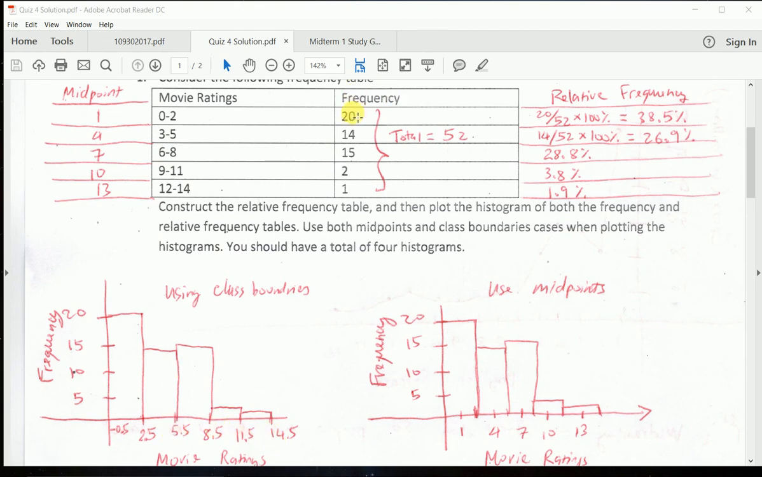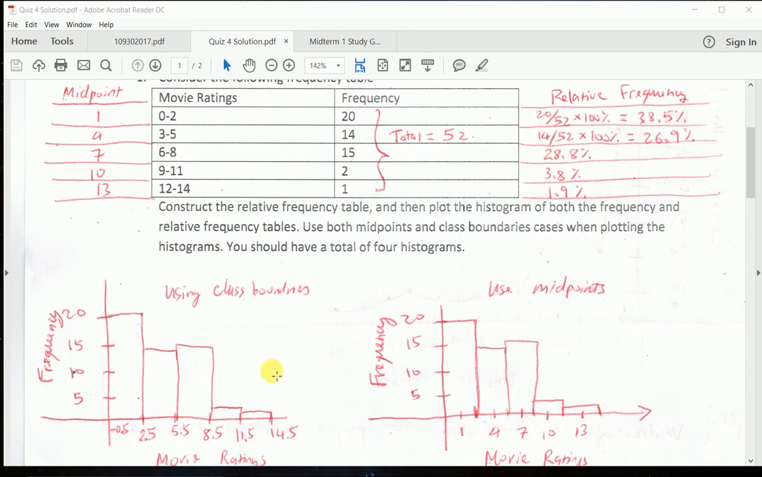For the frequency, 0 to 2 falls in the first class, which is 20, so I draw up to 20 for the frequency. The same thing for the second class, 14, so I draw up to a little below 15 here. And 6 to 8 is the third class, which is 5.5 to 8.5, since we are using the class boundary. In this case the frequency is 15, so I draw approximately 15 here.